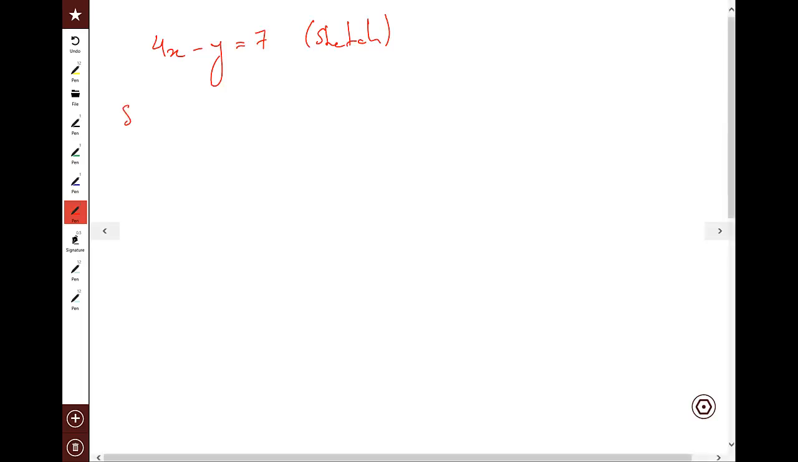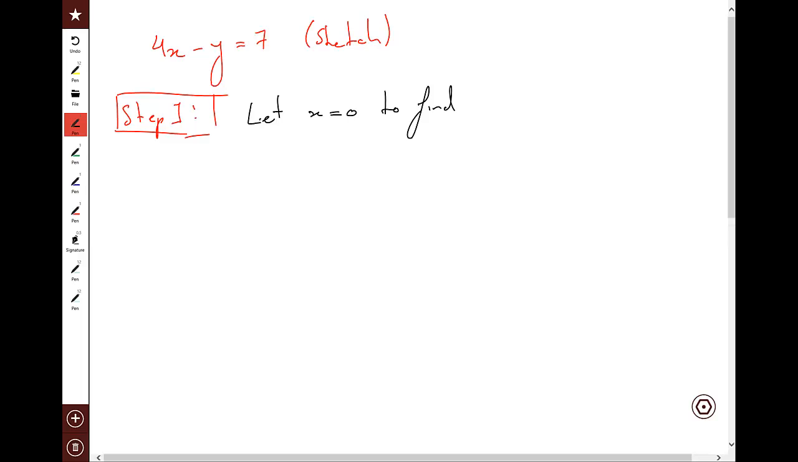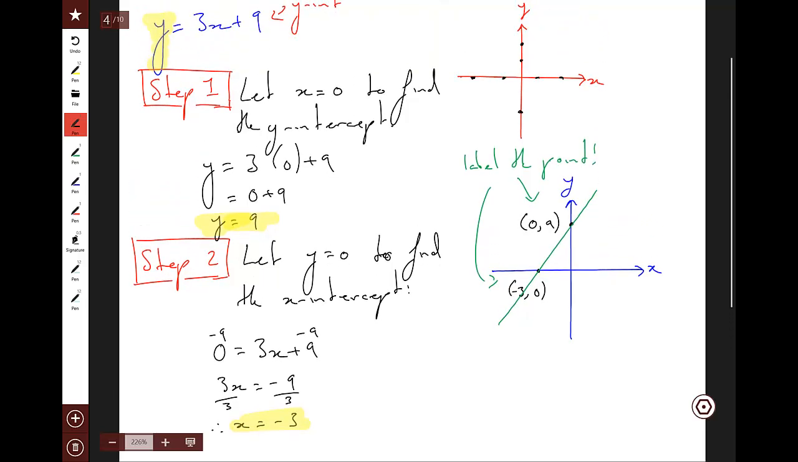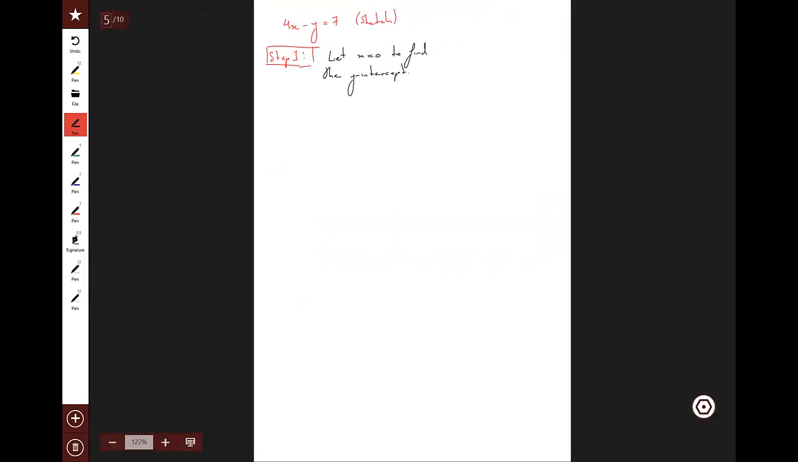So we're going to start off with our step 1. And remembering our step 1 is just to let x equals 0, because we want to find the y-axis, okay? So to find the y-axis, it's not what I want to say, we want to find the y-intercept. My apologies for that. So we're trying to find the y-intercept. Remember, that's our goal. Just like we did here, we let x equals 0 to find the y-intercept. So we're going to do the exact same here.